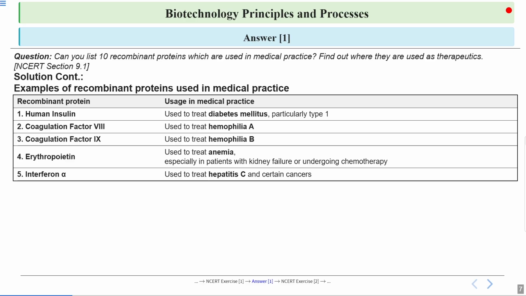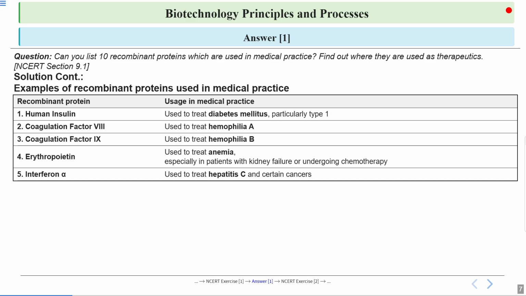Coagulation factor 8 is used to treat hemophilia A. Similarly, coagulation factor 9 is used to treat hemophilia B. Next example is erythropoietin.